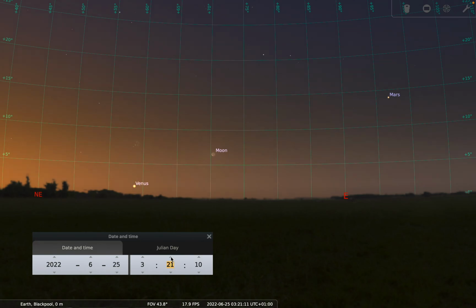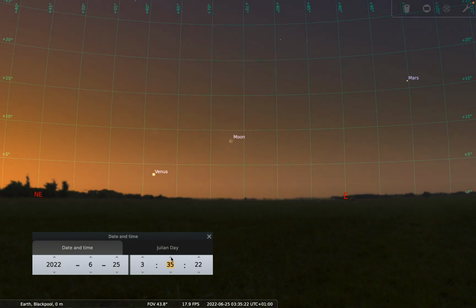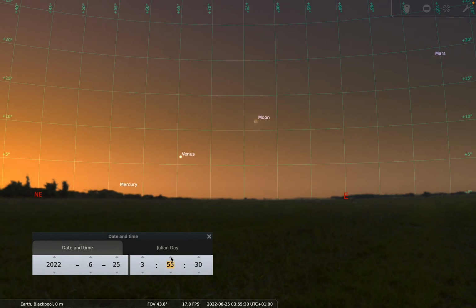Anyway, I'm just moving the time along now, and this is what you could have seen last week on about, I think, the 25th of June. So as you can see now, as we look towards the east northeast, you can see the moon rising there. As we get towards 3:30, you can see Venus there following it. And we should be able to see, although I can't, oh, there's Mercury. Can you see Mercury there now?